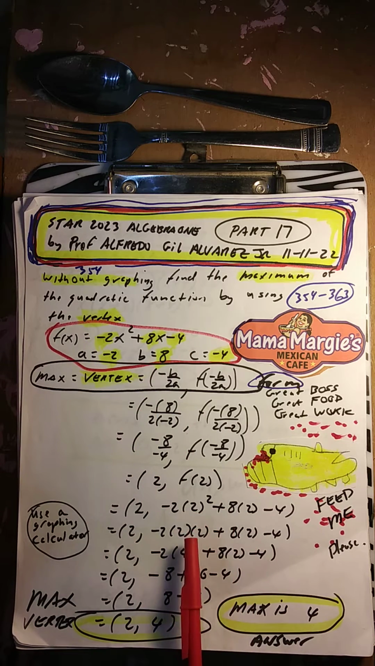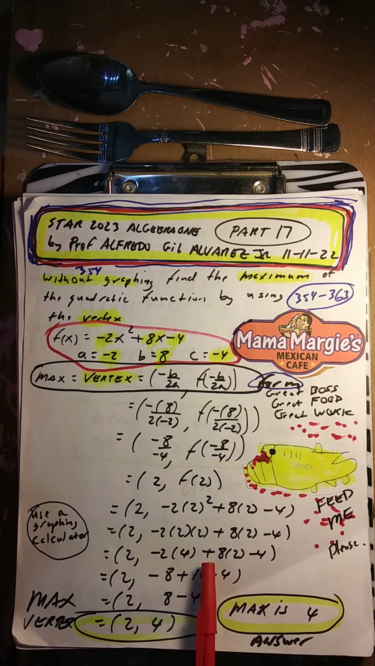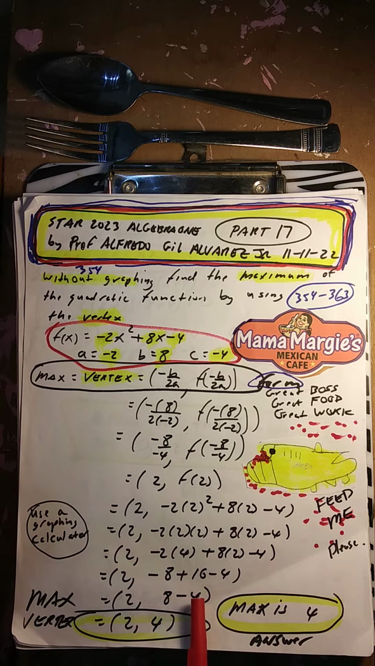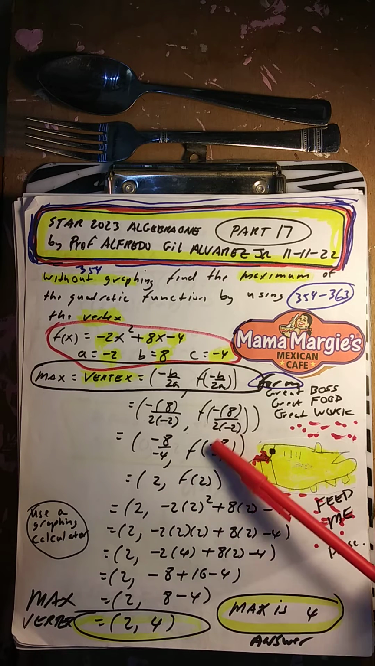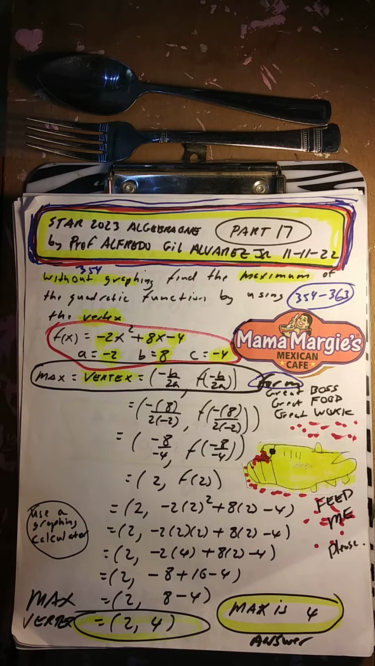2 times 2 is 4. 4 times that, negative 4. 4 times that, negative 8. That's going to be 16. And then you're going to have negative 8 and 16 is 8, minus 4 is 4. So the vertex is (2, 4), or the max of this graph is going to be 4 because it's a graph that curves like this. So the max, the high point, is going to be what? 4.